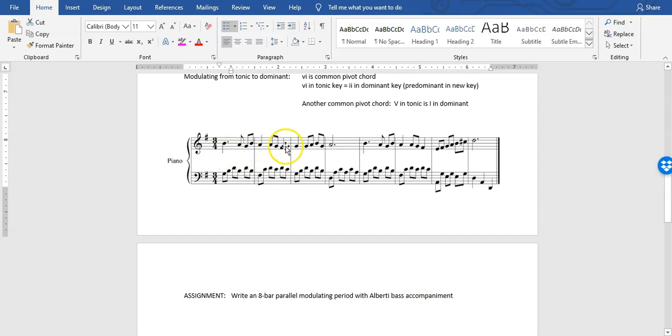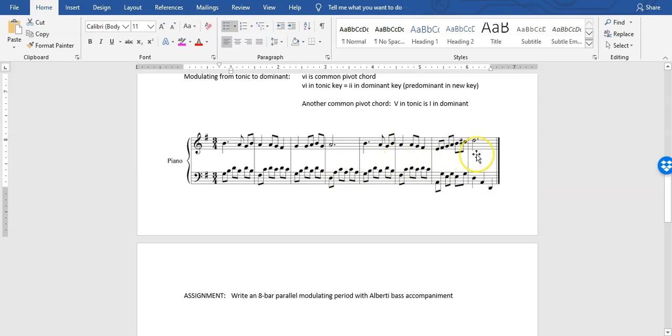So the idea is just like you wrote your parallel period previously, this time we're just going to write a parallel period that also modulates in the second phrase. So here I'm in the key of G. I'm starting with a B, scale degree 3, right? Landing on scale degree 2 at the end of the first 4-bar phrase so that I have a nice V chord and a half cadence here.